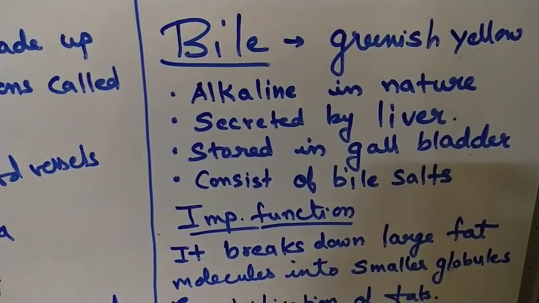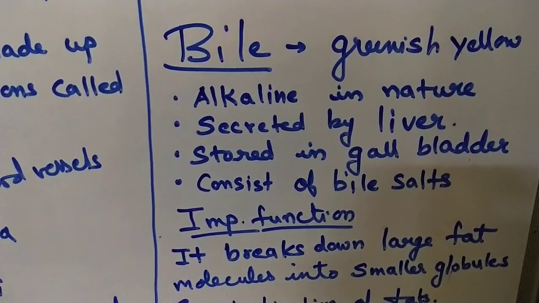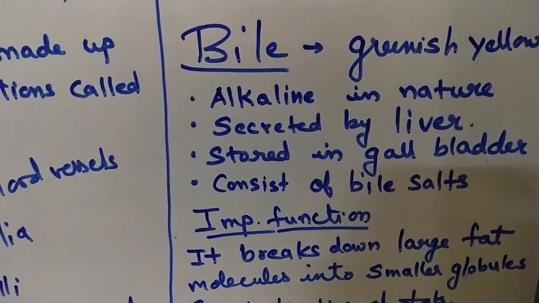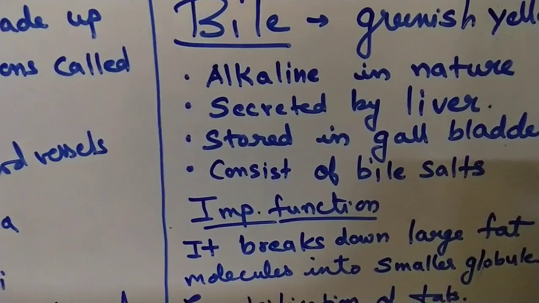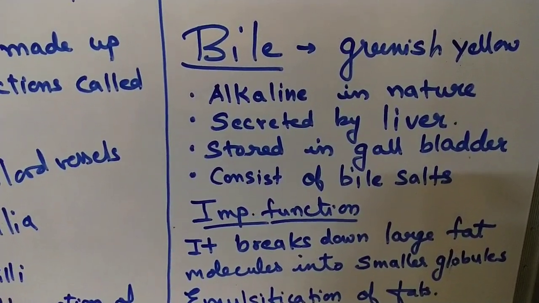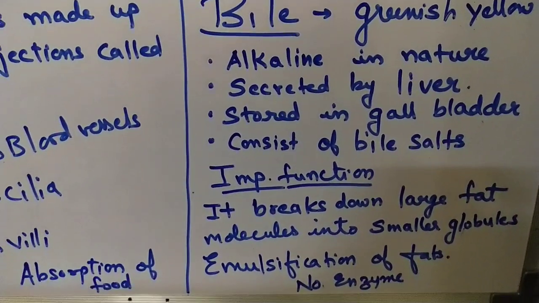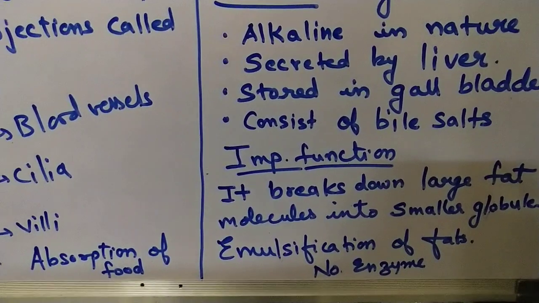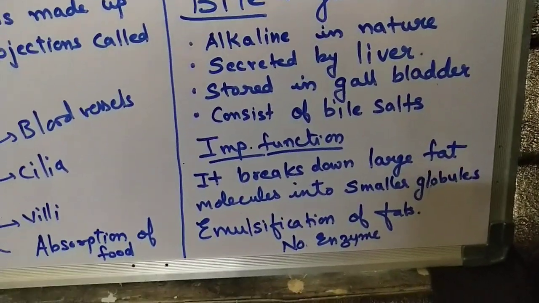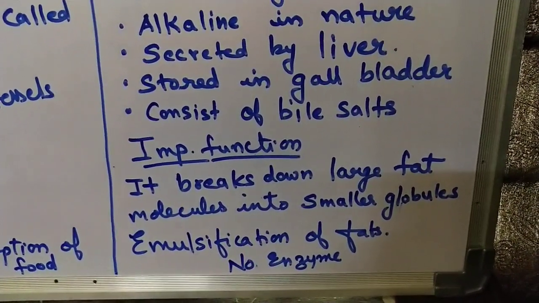After secretion, it is stored temporarily in the gallbladder. So whenever the food requires this bile, it will be secreted through the gallbladder into the small intestine. What does it consist of? It consists of bile salts, hormones, cholesterol and many other things. Now, an important point: remember, bile does not contain any enzyme, but still it is very important for the digestion process.